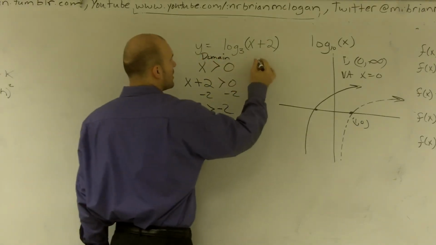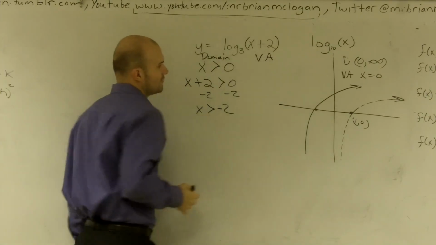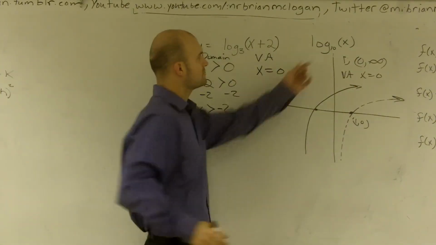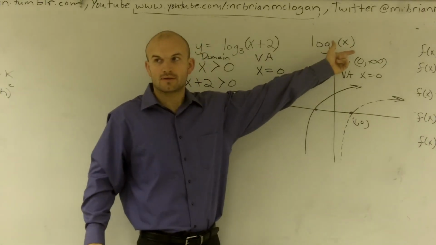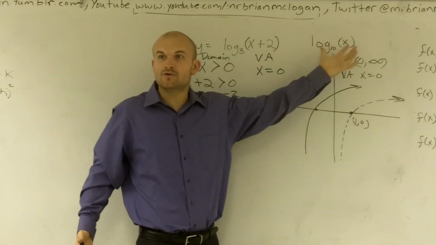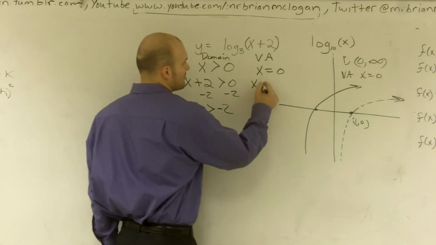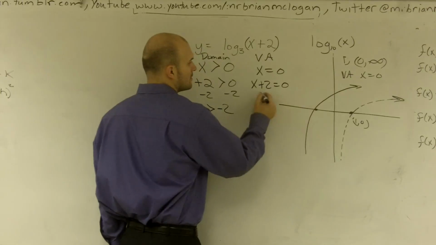Same thing for your vertical asymptote. Your vertical asymptote on the parent graph up there is x equals 0. So if you want to find out what my new vertical asymptote is going to be, do x plus 2 equals 0.